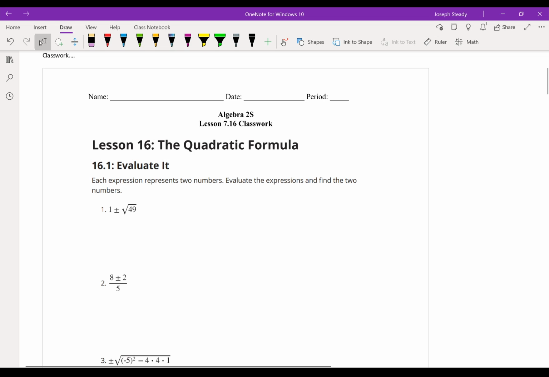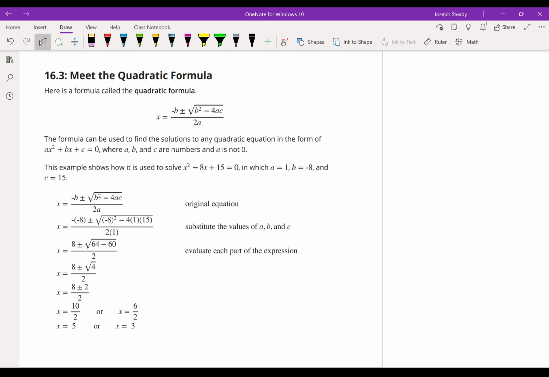Algebra 2 class. In today's class, we are going to go through lesson 7.16, which is all about the quadratic formula. Now, there are a couple warm-up problems in this that we would have looked at normally in class, but to try to keep this video as short as possible, I'm going to jump right into the bulk of the lesson today, which is about how do we actually go about using this thing called the quadratic formula.